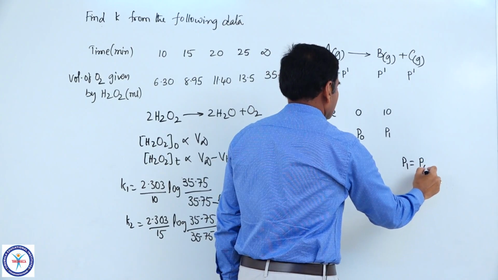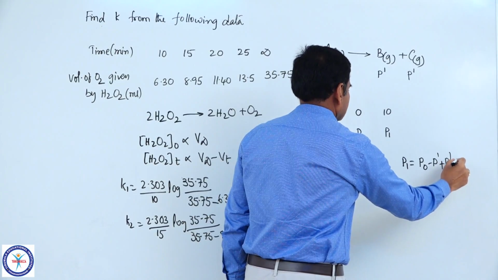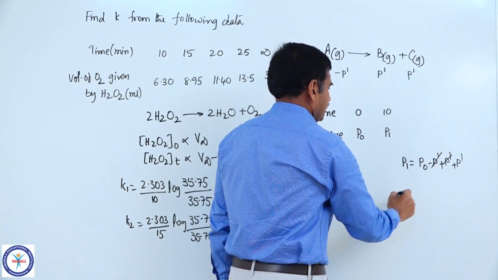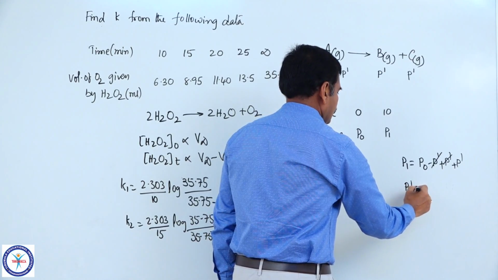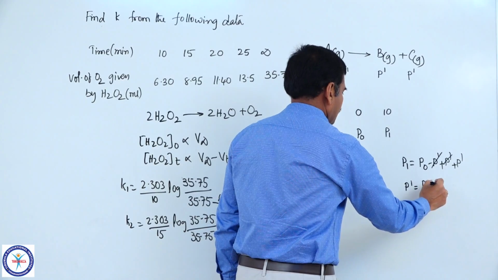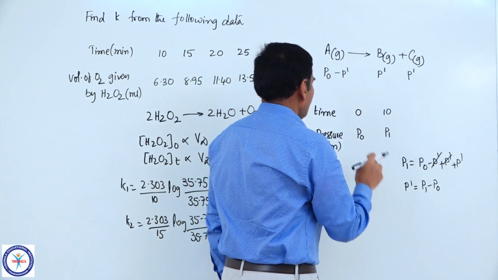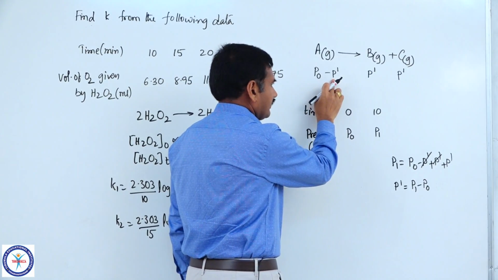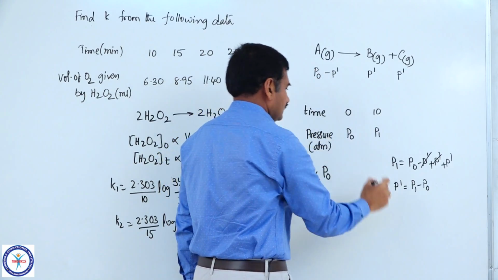P naught minus P dash plus P dash plus P dash. P naught plus P dash. So, P dash can be calculated as P1 minus P naught. But what is our requirement? P naught minus P dash is our requirement. Concentration of A left in time t is our requirement.